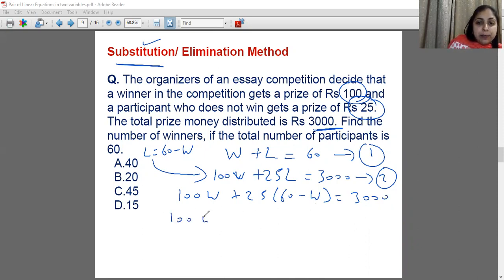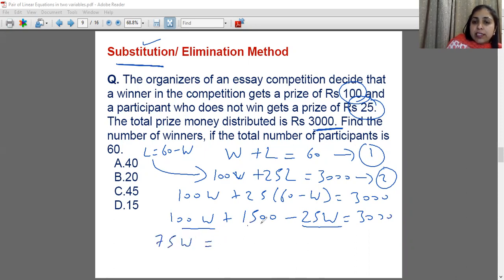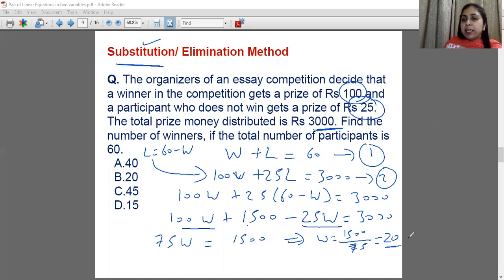Now we have 100W plus 25 into 60, that is 1500, minus 25W is equal to 3000. 100W minus 25W is 75W. 3000 minus 1500 is 1500. So W is 1500 upon 75. That is 20. So here is my number of winners. The number of winners is 20 here.